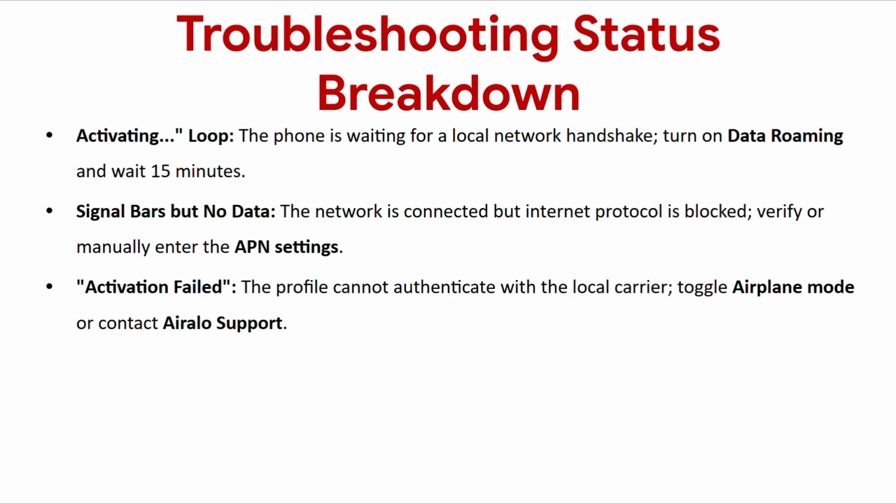Troubleshooting status breakdown. Activating loop: the phone is waiting for a local network handshake. Turn on data roaming and wait for 15 minutes. Single bars but no data: the network is connected but internet protocol is blocked. Verify or manually enter the APN settings. Activation failed: the profile cannot authenticate with the local carriers. Toggle airplane mode or contact Airalo support.